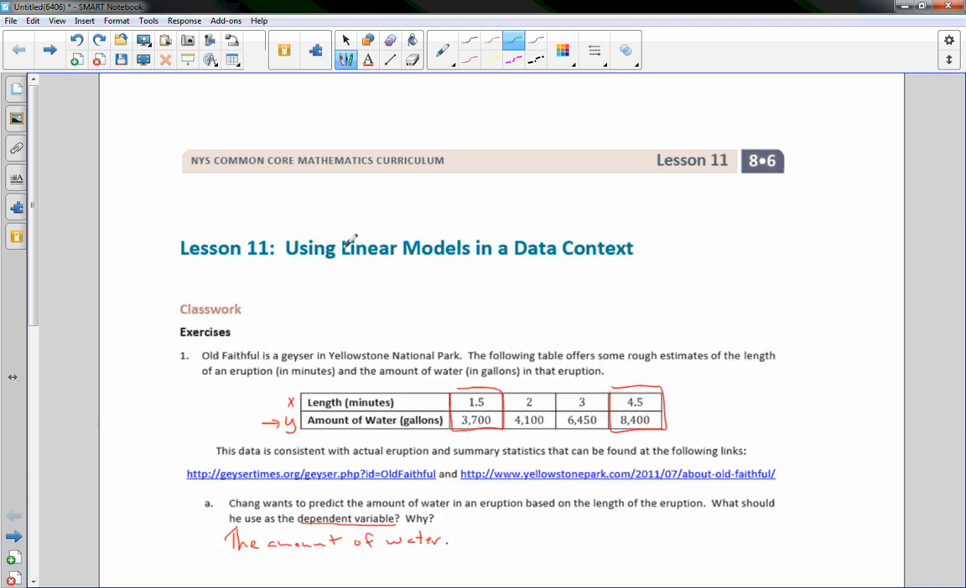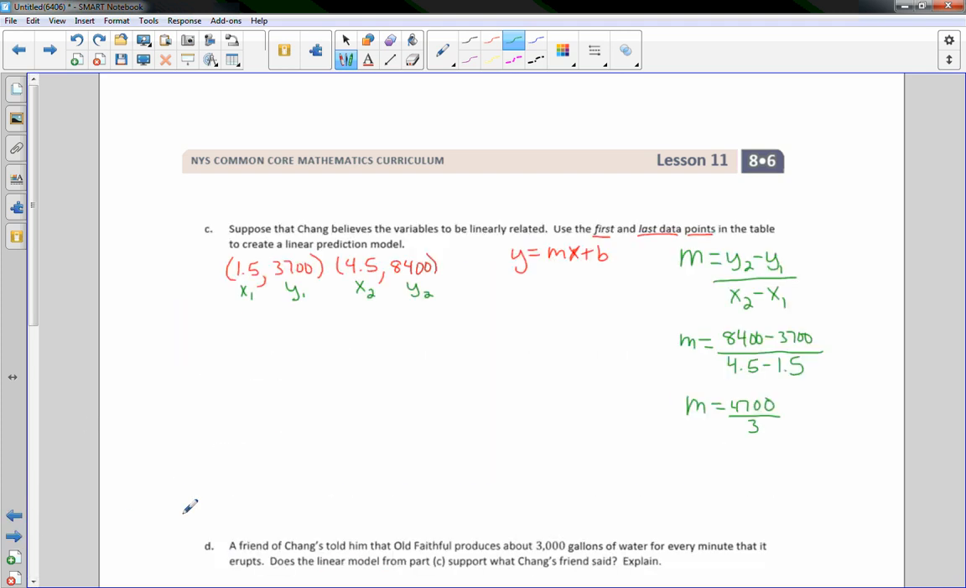What is my y? Amount of water in gallons, length in minutes. So for every 3 minutes, 4,700 gallons comes out. That's my rate. Now I'm going to use this equation, and I'm going to finish this problem because it asks for a linear prediction model. So I have a y, and I have an x, and now I have an m. I just need to find b. So let me write that over here. y equals mx plus b. Well, I'm going to pick one of these two points, and it doesn't matter which one. I'll pick this one because its numbers are smaller. y is 3,700, so I put that over here, substituting in for y.